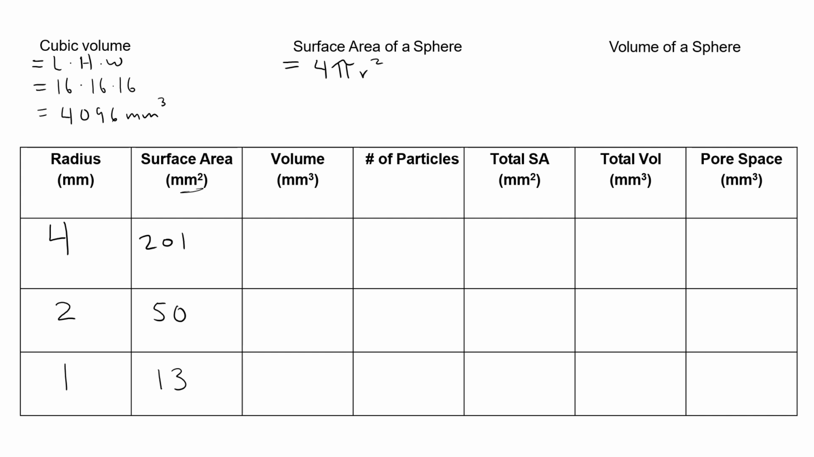50 for each individual particle of the 2 millimeter radius, and 13 millimeters squared for each individual particle of the 1 millimeter radius. We can calculate volume as equal to 4/3 pi r cubed.